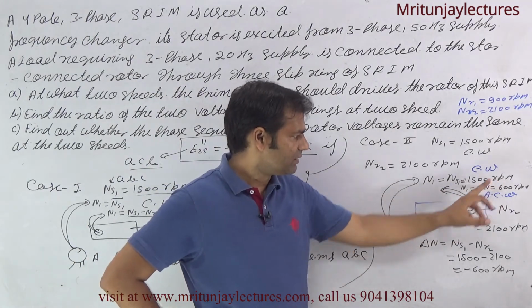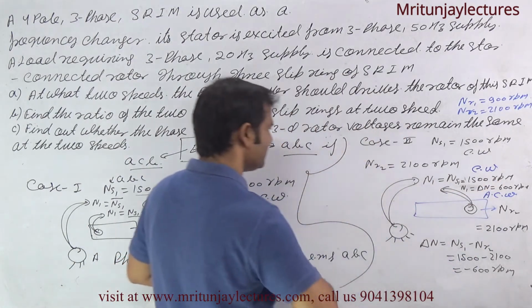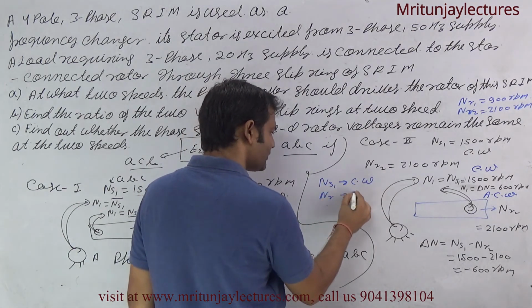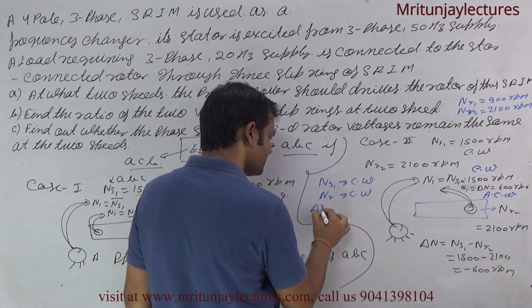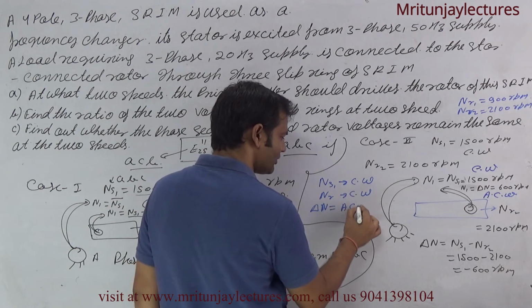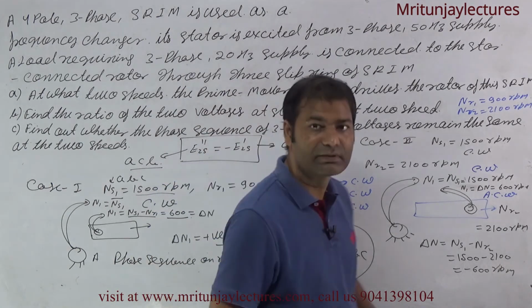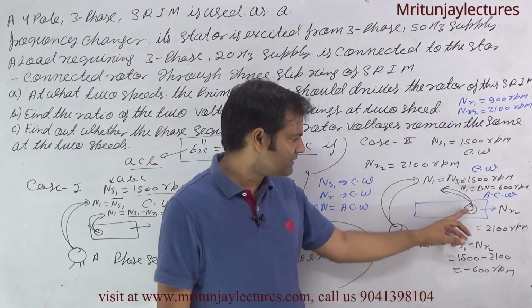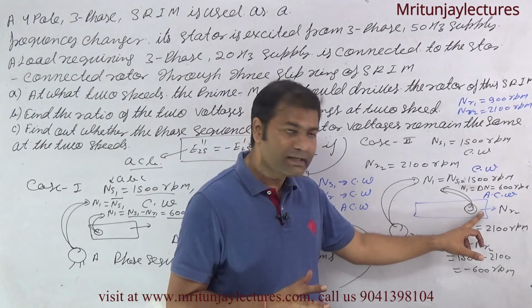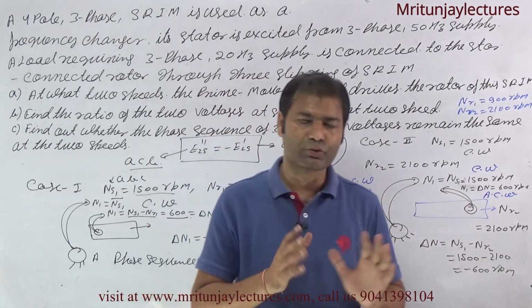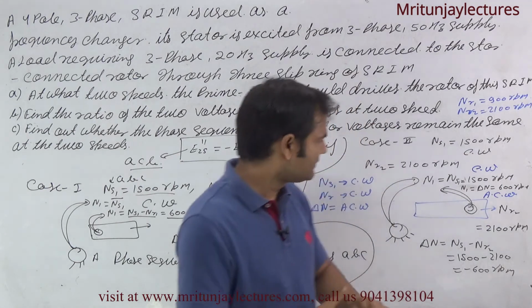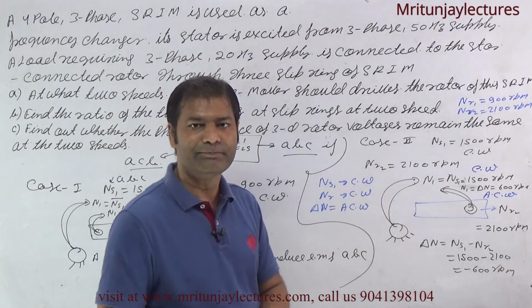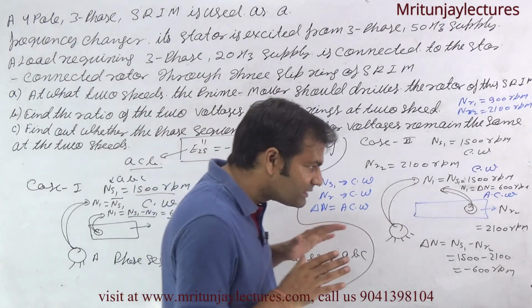The rotor is rotating clockwise. First of all, if any doubt: NS1 is in the clockwise direction and the rotor is also rotating clockwise, but the relative speed is anti-clockwise. Why? Because delta N is negative, which means anti-clockwise. If you sit on the stator field and watch the rotor winding, both are going in the same direction.